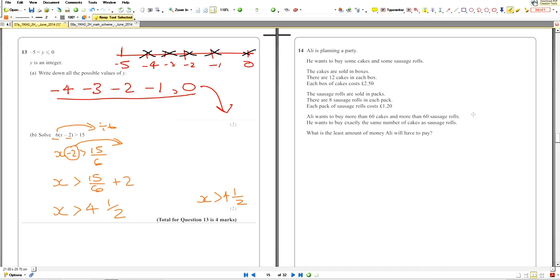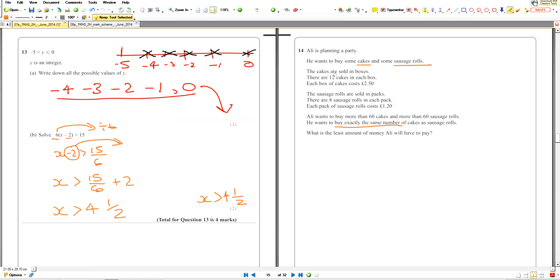Ali is planning a party. He wants to buy some cakes and some sausage rolls. The cakes are sold in boxes. There are 12 cakes in each box. Each box of cakes costs £2.50. The sausage rolls are sold in packs. There are 8 sausage rolls in each pack. Each pack of sausage rolls costs £1.20. Ali wants to buy more than 60 cakes and more than 60 sausage rolls. He wants to buy exactly the same number of cakes and sausage rolls. What is the least amount of money Ali will have to pay?